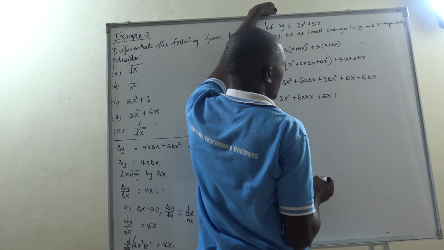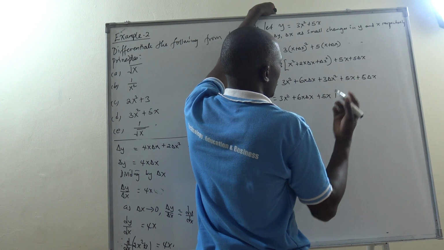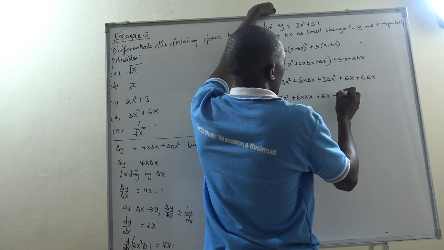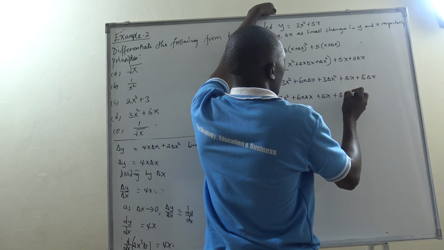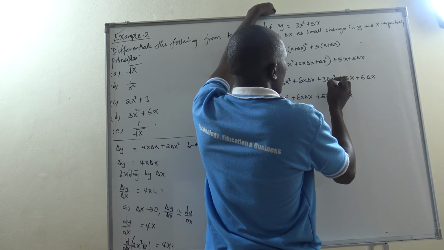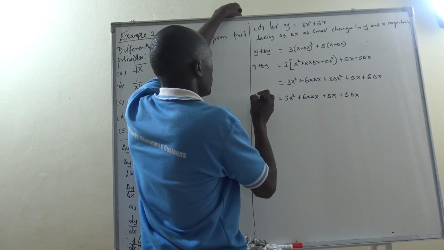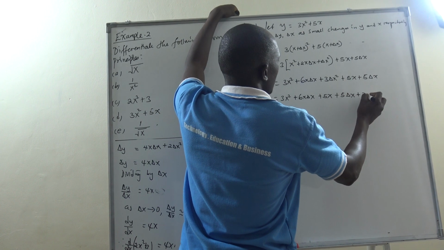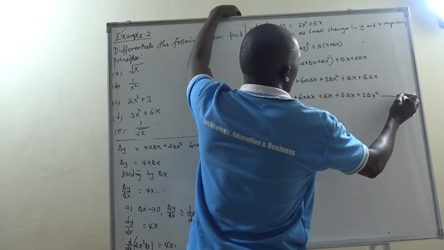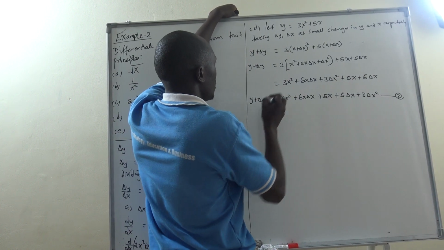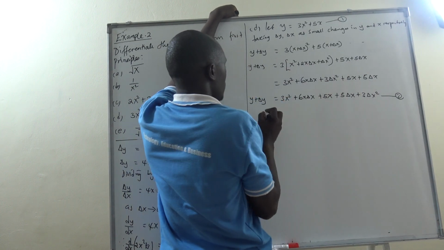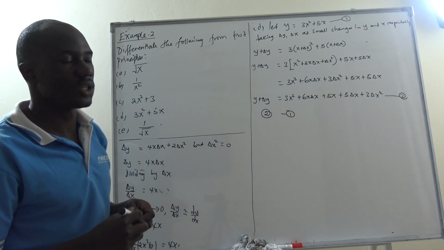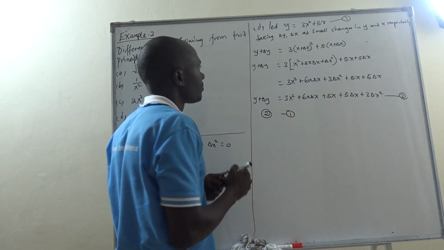Then plus 5 delta x, plus 3 delta x squared, which is equal to y plus delta y. We say this is the second equation. Then we say this was 1. We say equation 2 minus 1. When we say equation 2 minus 1, what are we getting?